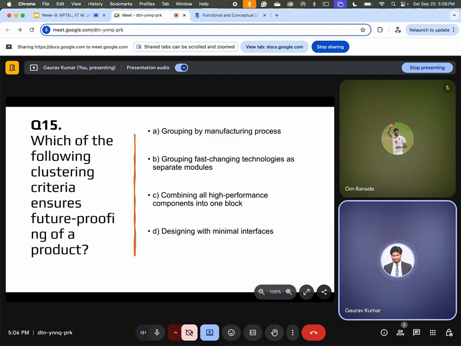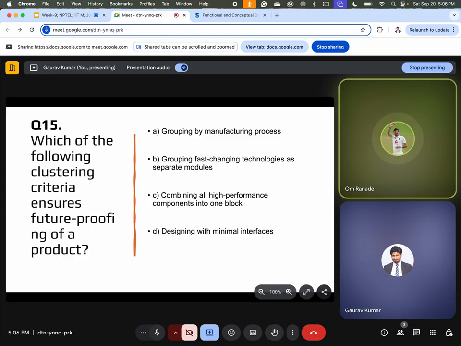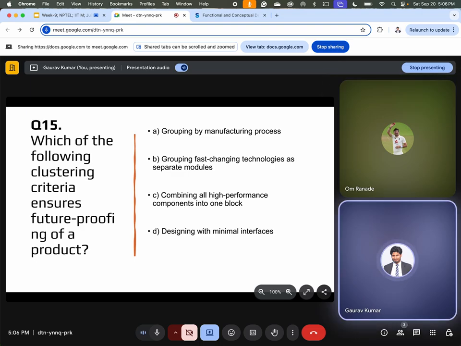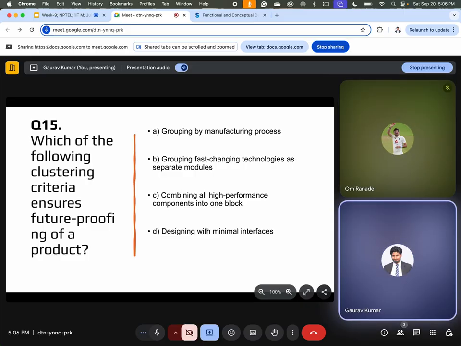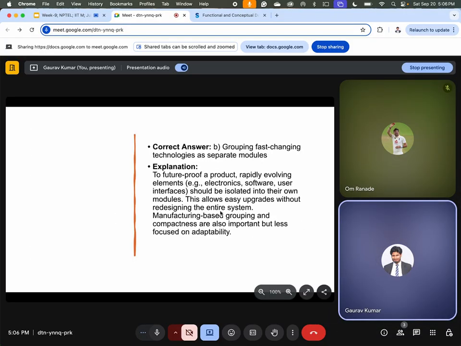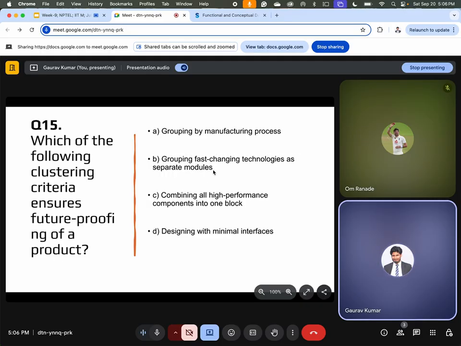What could be the right answer? D. D. Designing with minimal interface. No. B. Grouping fast changing technologies as separate modules. Okay, grouping fast changing, yeah. Yes, B is the right answer.